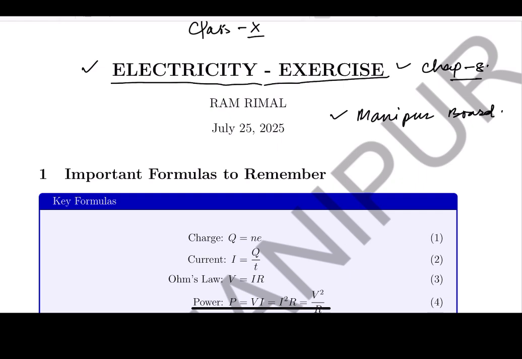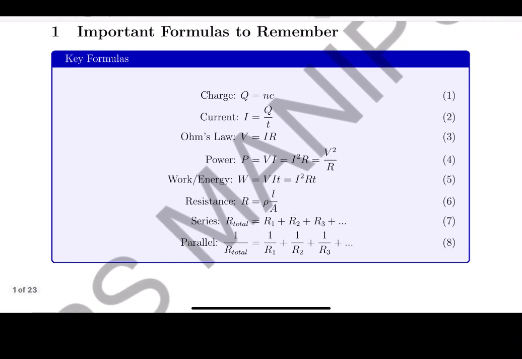So this is your exercise question. Let me try solving it. One of the students has asked me, "Sir, please help us with the exercise questions," so I am helping that person.